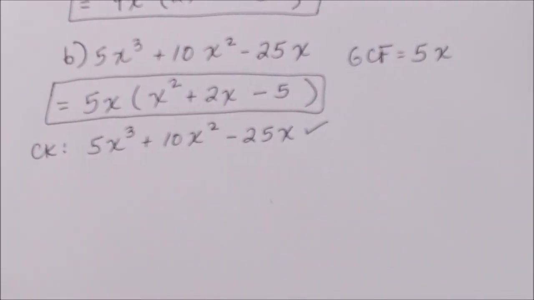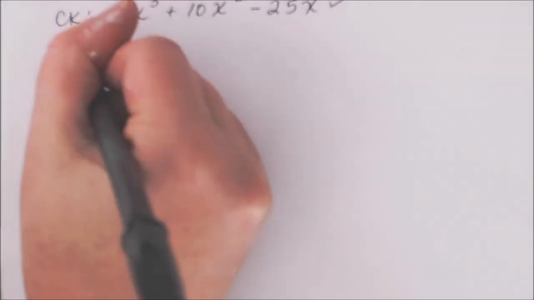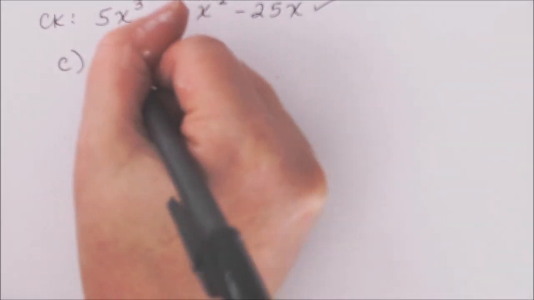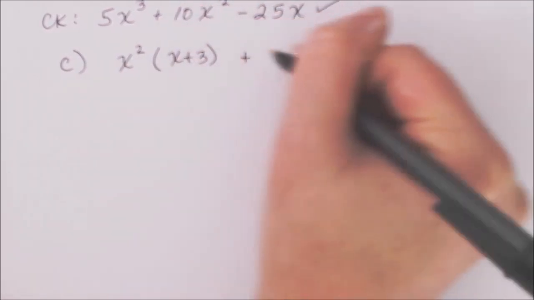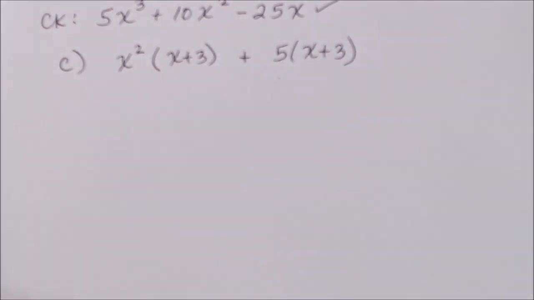Okay, let's look at one more that uses the GCF. So I'm going to call this part C for this example. And so we're going to factor the expression x squared times x plus 3 plus 5 times x plus 3.